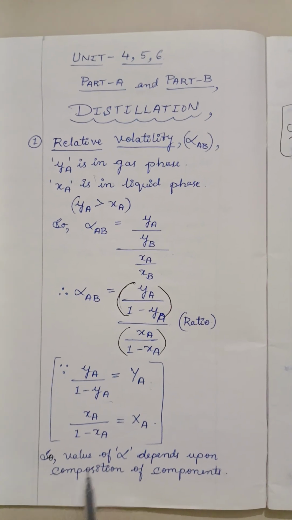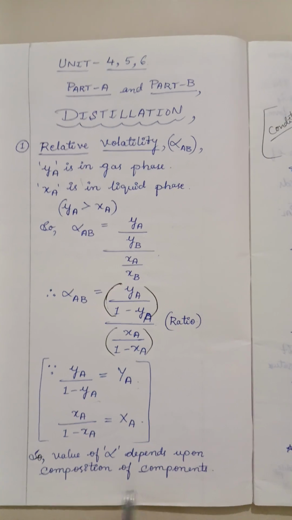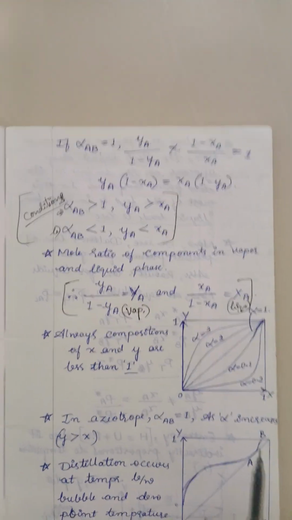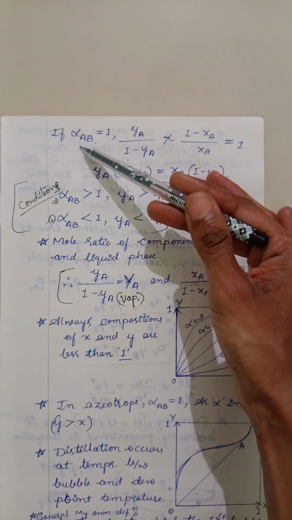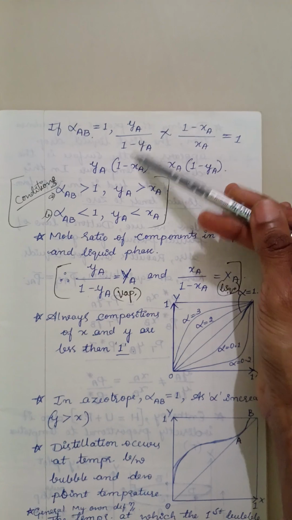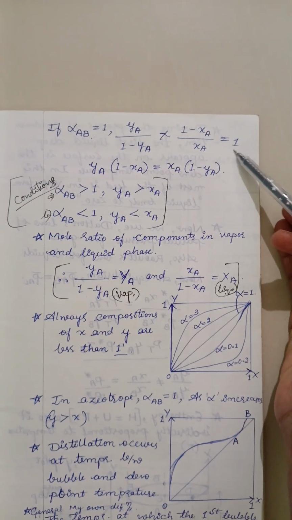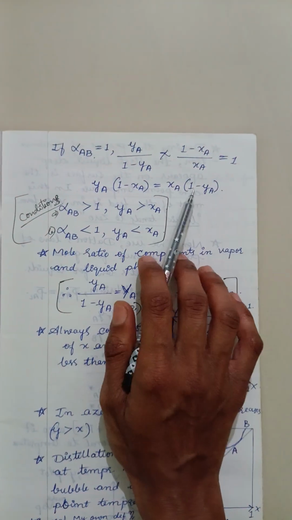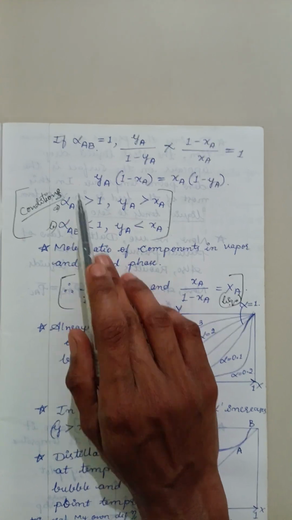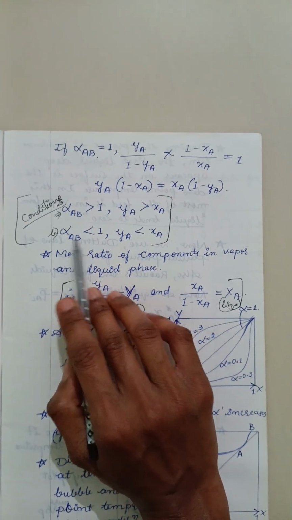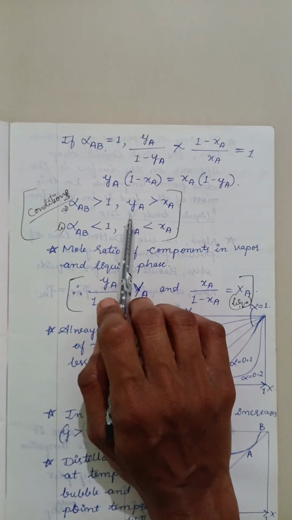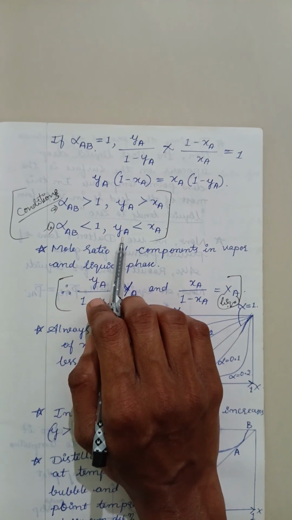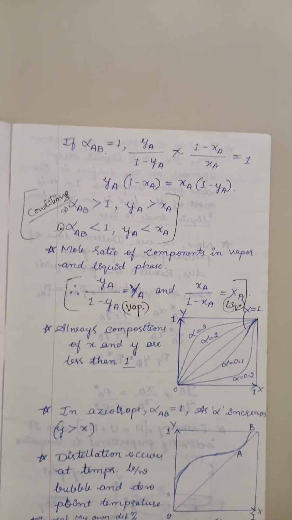Next, the value of alpha will depend upon the composition of the components. Coming to the conditions, if the alpha AB value is equal to 1, our ratio will have to be equal to 1 as well. This is the simple logic for any equation. We equate all these terms and get two conditions: when alpha is greater than 1 and when alpha is less than 1. Ya will be greater than Xa if alpha is greater than 1; if alpha is less than 1, Ya is less than Xa. So this much we have to remember.